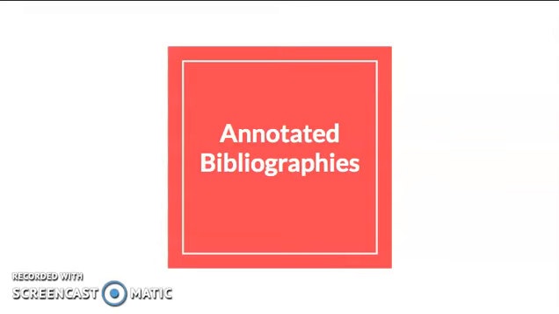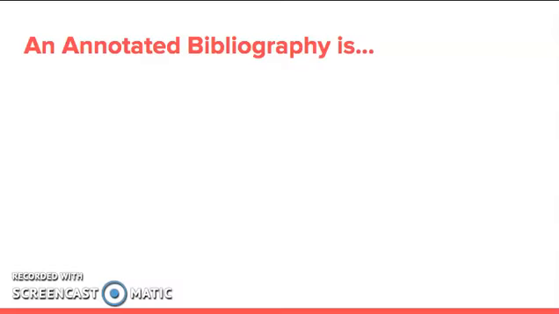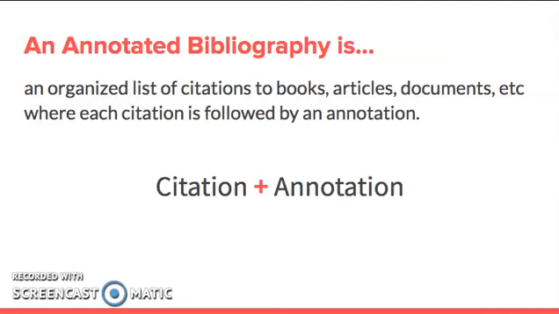In this video, we will discuss what is an annotated bibliography and how to get started creating one. To start, what is an annotated bibliography? In short, an annotated bibliography is an organized list of citations to books, articles, documents, and other resources, where each citation is followed by an annotation. So we can break this down into two parts: a citation plus an annotation.